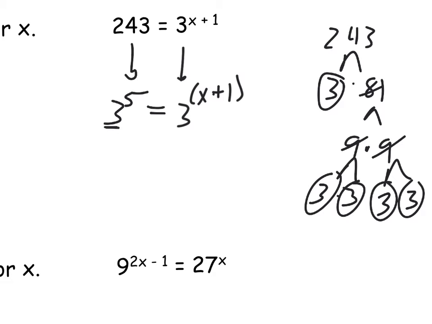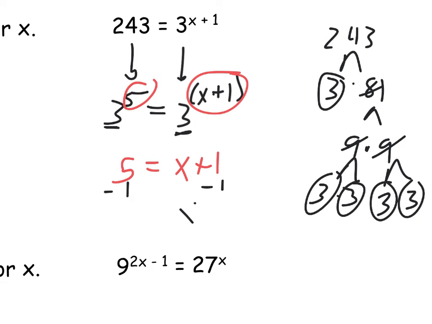Now look at these. These two bases are the same. If this equation is true, 3 to the 5th equals 3 to the x plus 1, then the exponents have to be equal if they have the same base. So 5 has to equal x plus 1. And then all we got to do is solve this equation. Subtracting 1, I get x equals 4. So that's how we solve for these variables in the exponent. Get the bases down to the same base and then set the exponents equal.